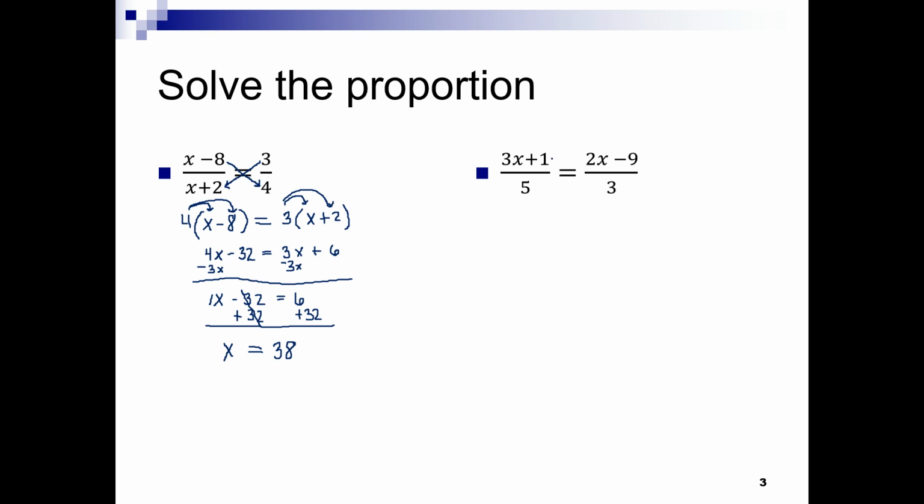Because it is a proportion, I'm going to use cross product. So I will multiply diagonally, starting at the numerator on the left and multiplying it by the denominator on the right. So this gives me 3 times (3x plus 1). I will do the same on the other diagonal, so this gives me 5 times (2x minus 9).